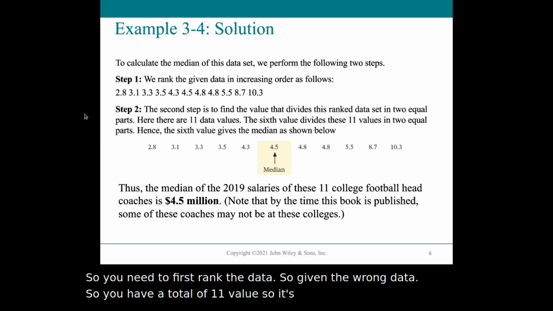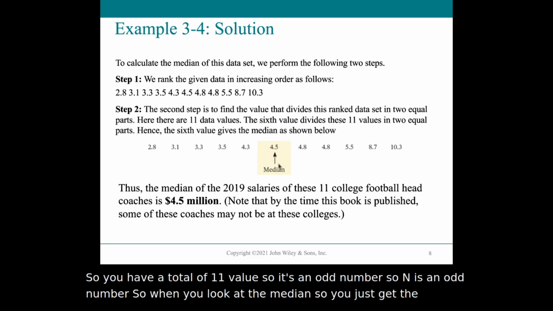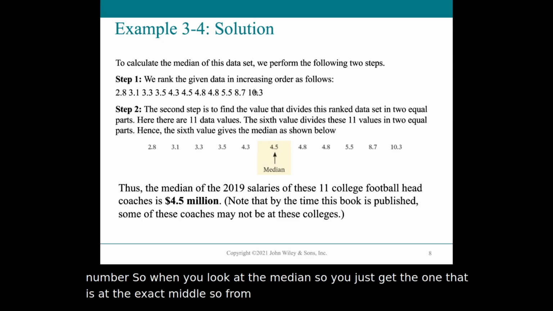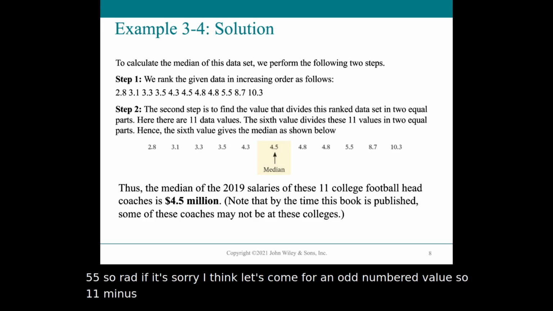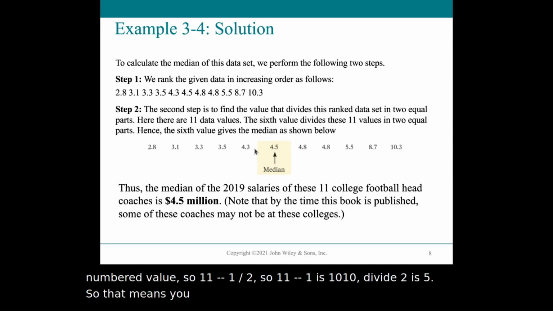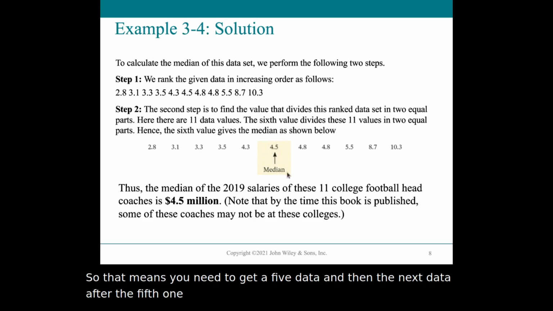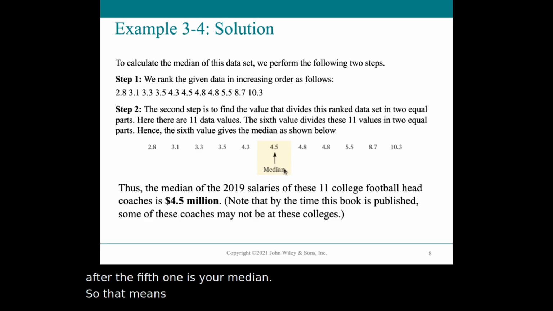So it's an odd number; n is an odd number. When you look at the median, you just get the one that is at the exact middle. For an odd numbered value, 11 minus 1 divided by 2. 11 minus 1 is 10, and 10 divided by 2 is 5. That means you need to count 5 data, and then the next data after the fifth one is your median. So for 11 values, you have 5 before and 5 after your median.